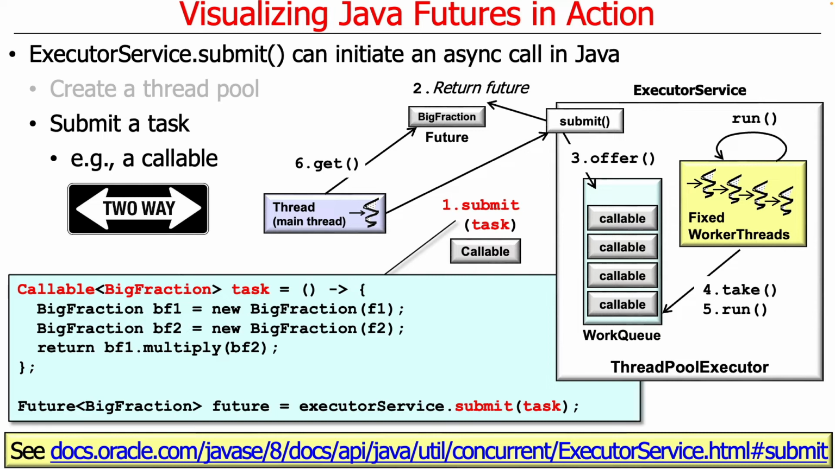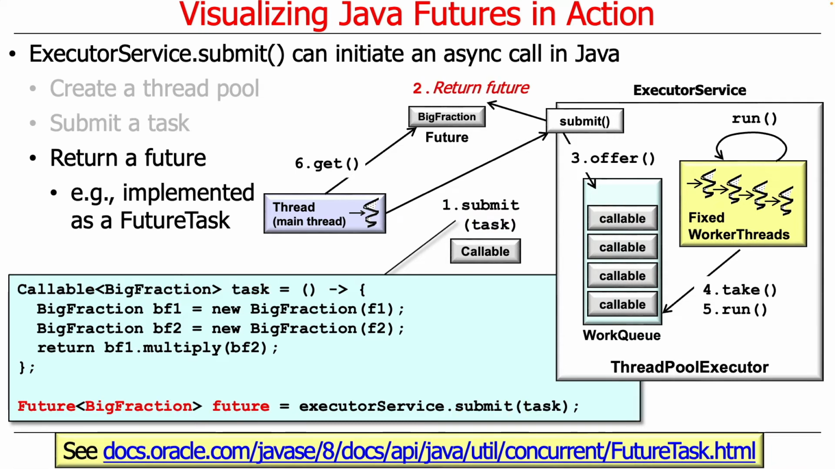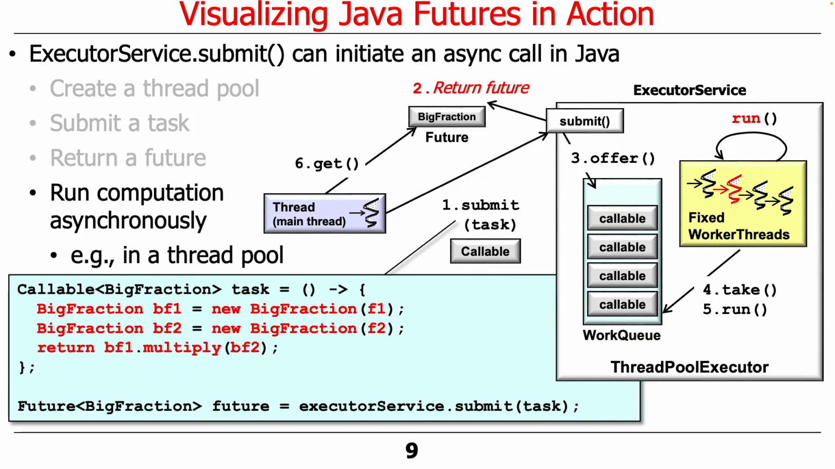So we take that callable, we submit that callable to the executor service method. That goes ahead and sticks it into the executor service thread pool executor, which is the implementation of this thing. And when that happens, you get back a future. So the future comes right back from submit. So you can see here when we say submit, we get back a future to a big fraction. And then the computation goes off and runs in the background. And in the background, it'll call this callable lambda, which, again, will multiply the big fractions together.